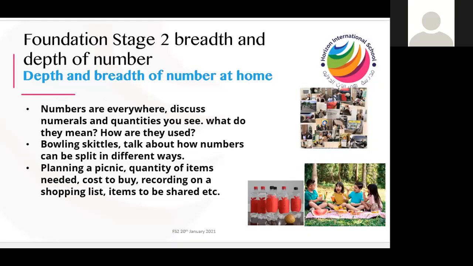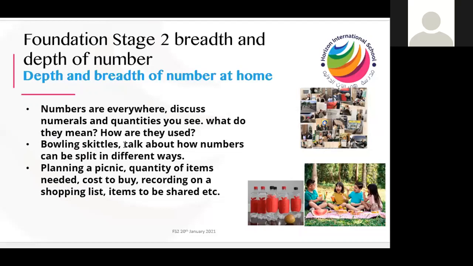I mean, even looking at the prices to compare two of the same products in a supermarket, you know, as adults, that's what we intrinsically do. So, you know, teaching children that numbers are in our lives all day, every day, and how they can use them, how they can find them.